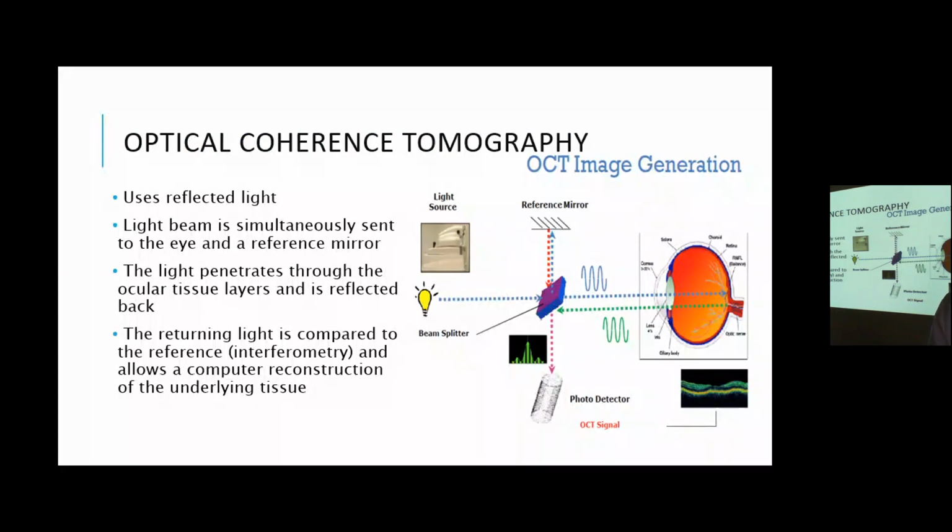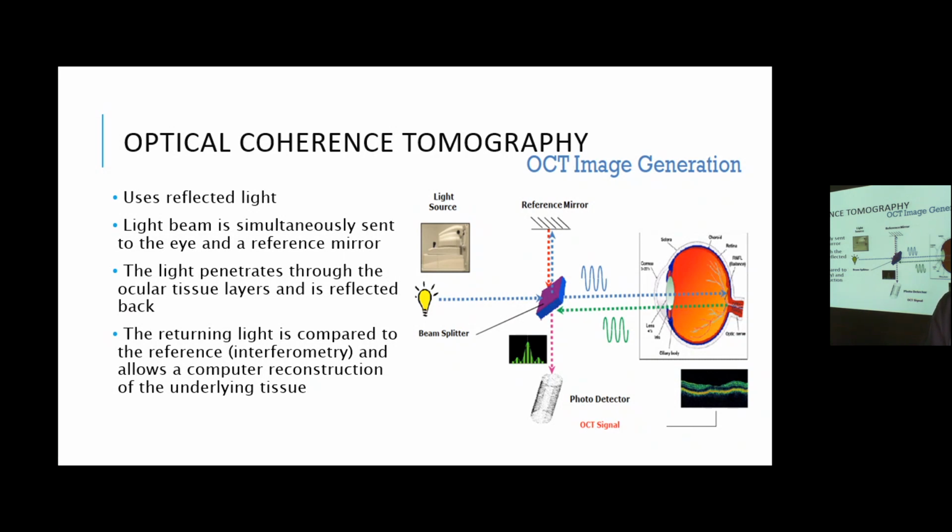So optical coherence tomography uses the reflected light. Light beam is simultaneously sent to the eye and reflective mirror. The light is penetrating through the ocular tissue layers and reflected back. The returning light is compared with the reference and allows the computer to reconstruct the underlying tissue.